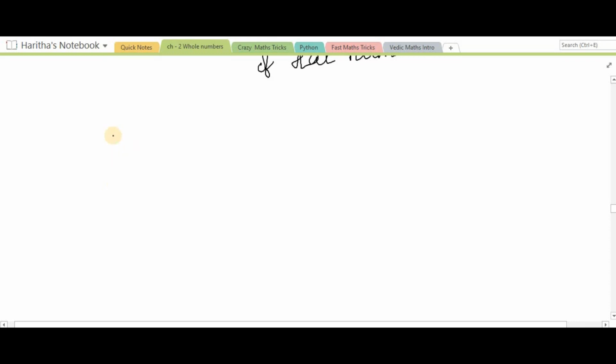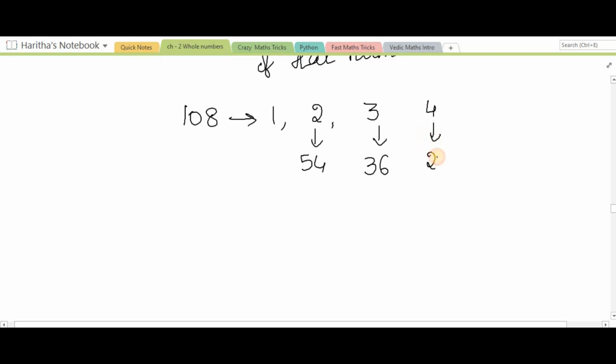I'll just go for the number 108. It is divisible by 1. In the 2 table, 2 54s are 108. In the 3 table, 3 36s are 108. In the 4 table, 4 27s are 108. In the 6 table, 6 18s are 108. And of course you all know that in the 12 table, 12 9s are 108. So that means this 108 is divisible by all the numbers that are the factors of 12. That is the explanation of that question.